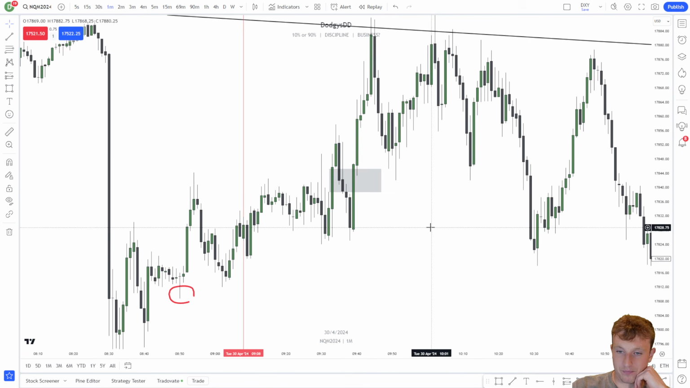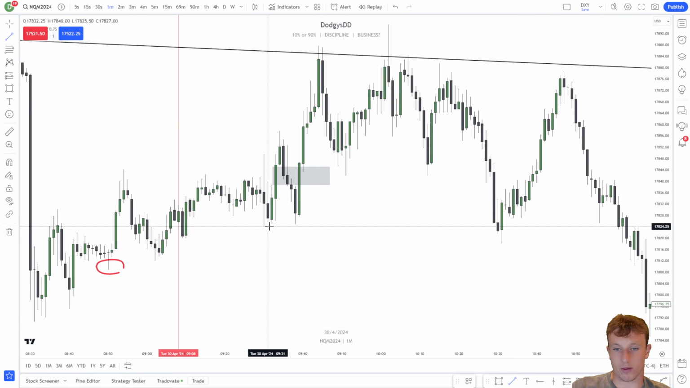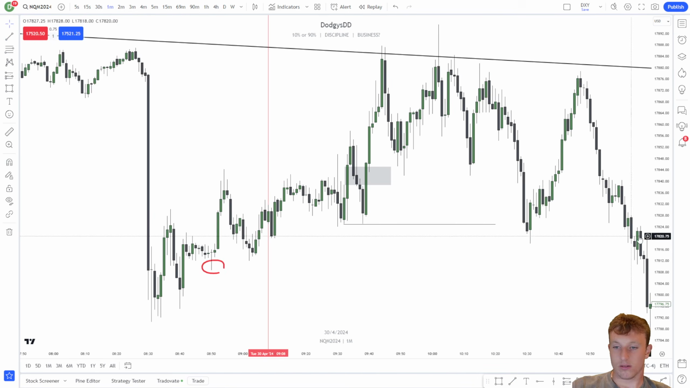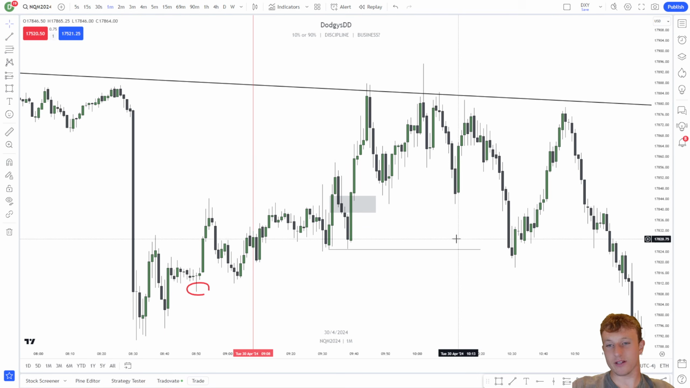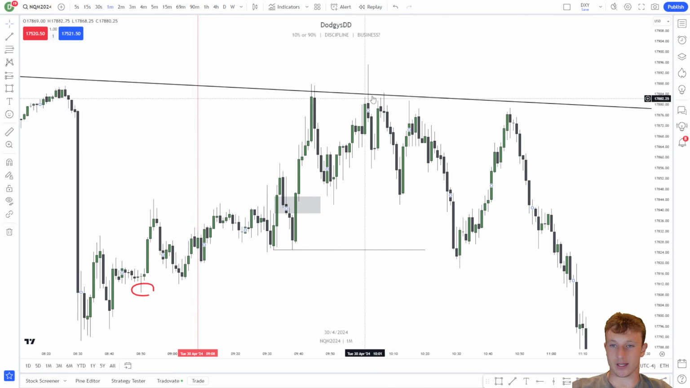I take inverses. And then all of a sudden, right here, I see, oh, well, we create equal lows here. So now all of a sudden, I've got two different liquidity pools, both the highs and the lows, that I'm like, okay, oh crap, this is now 50-50 because I can see this going both ways now.